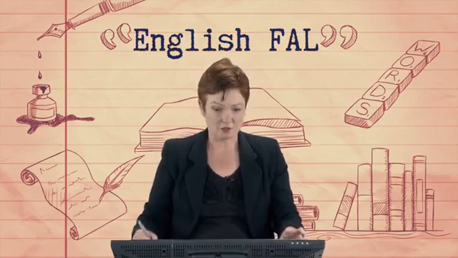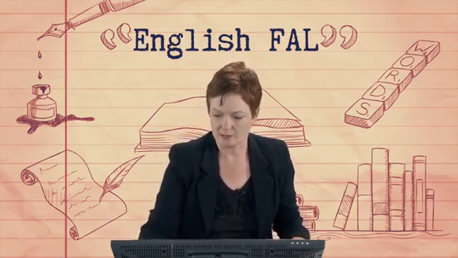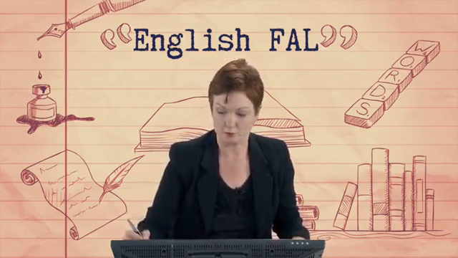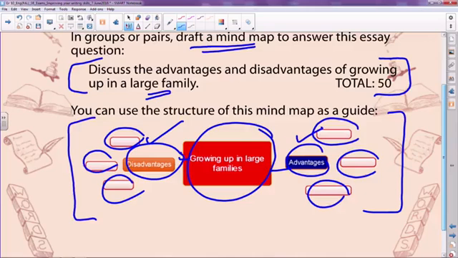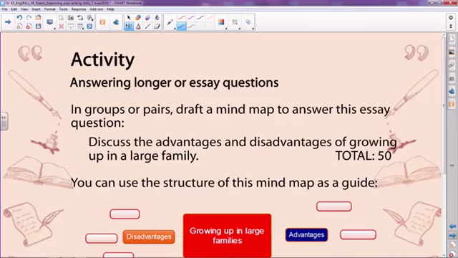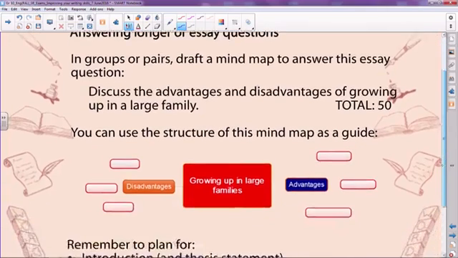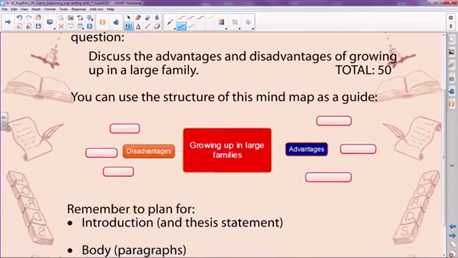Okay, so let's share what you discussed. I'm not there, but I am wondering who of you chose to use the mind map, and perhaps some of you may even have chosen to use a table, which would have worked just as well. So if we look at the example, we have the same. We need to discuss the advantages and disadvantages.